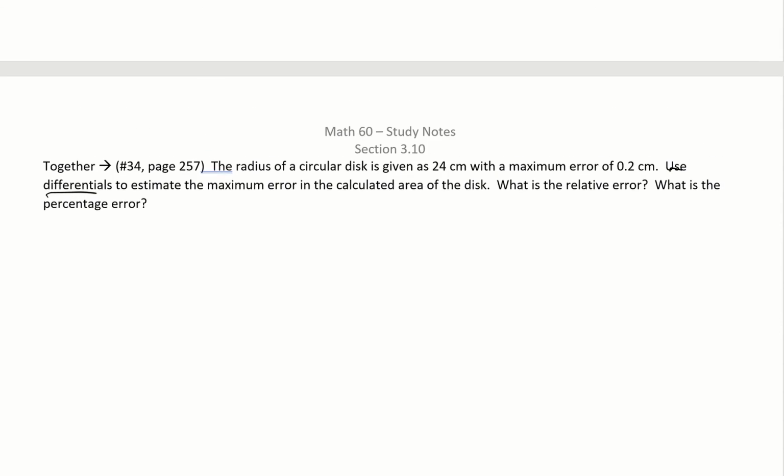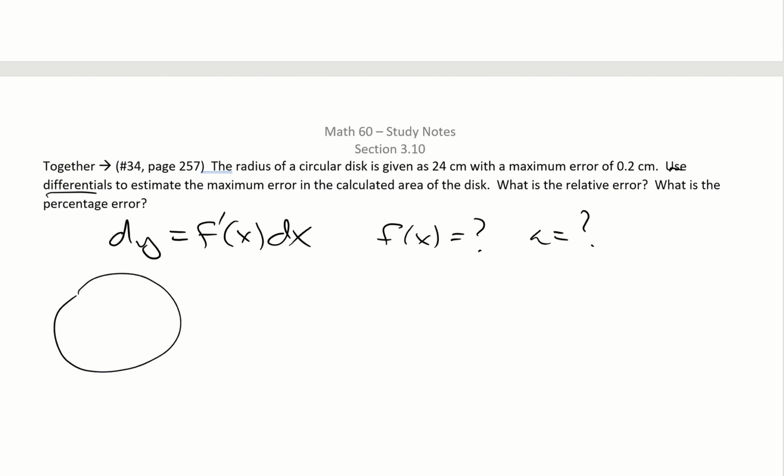Okay, so what we have to do is use a differential. You might start with dy is equal to f prime of x dx. Looking at this problem, what is f of x? What's a? What is happening here? Well, remember, they gave it to us, but we have to do a little bit of work.